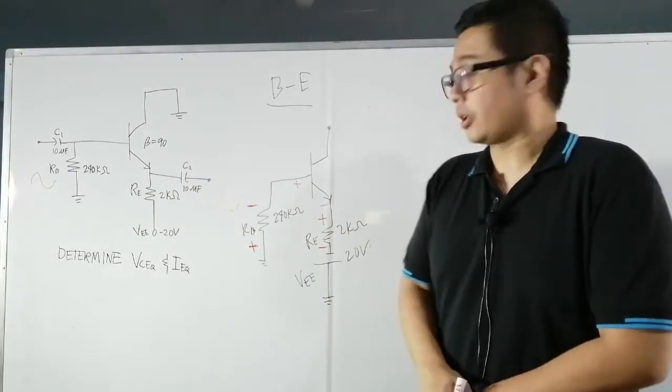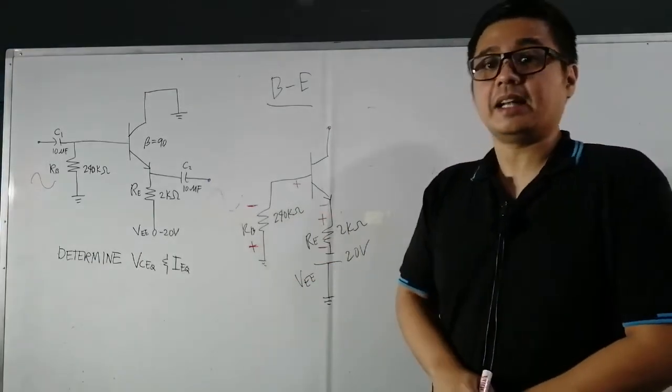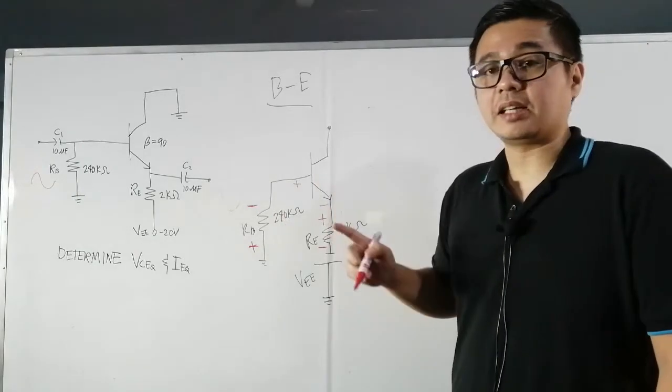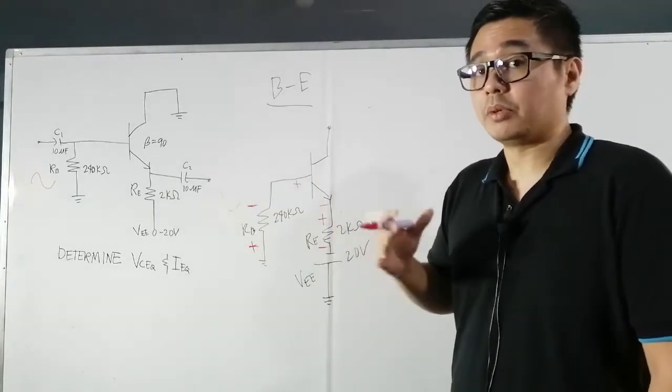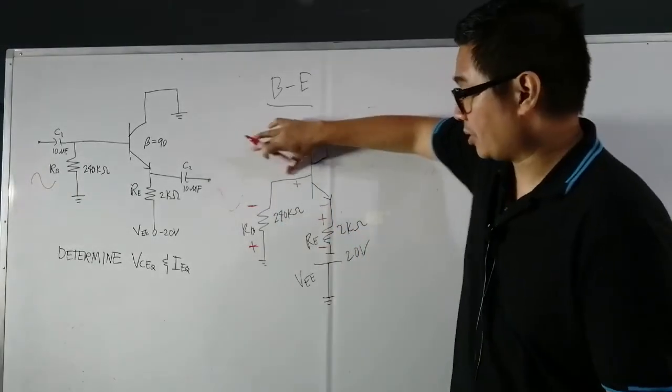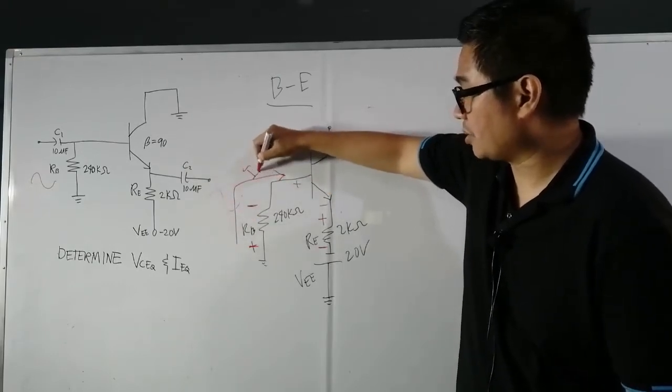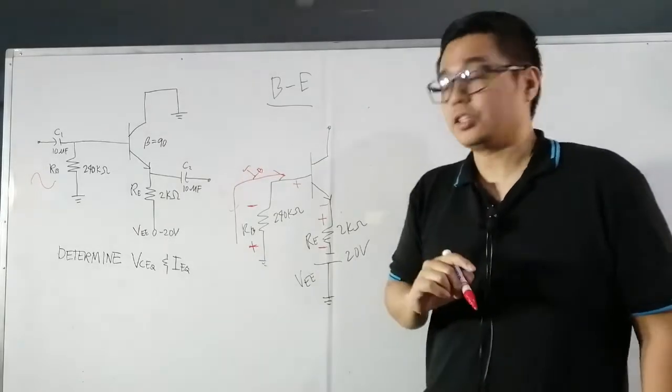Next are the induced currents. So, anong kuryenteng dumaraan kay R sub B? Since konektado siya sa ating base, ang dumadaan sa kanyang kuryente is I sub B. But what is the direction? So, papasok yung ating I sub B dito sa ating base because we're using an NPN transistor.